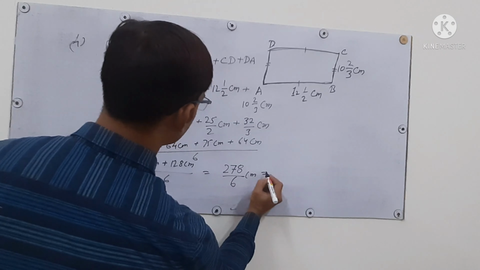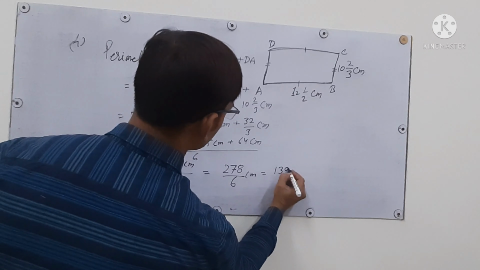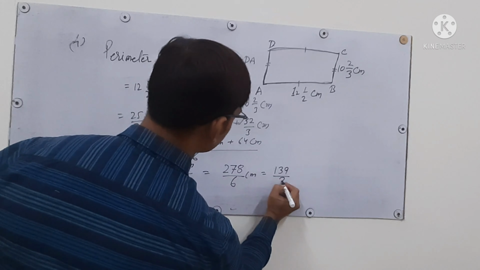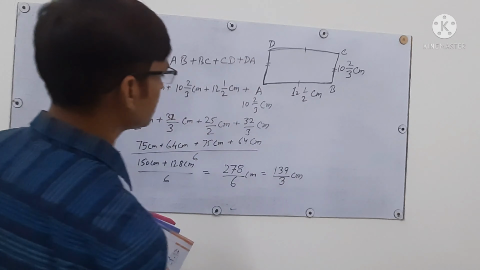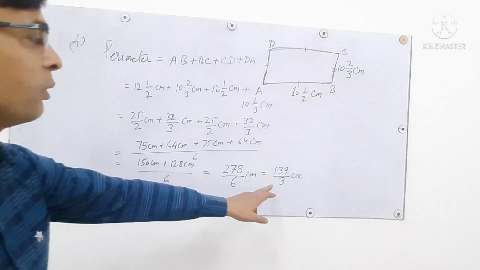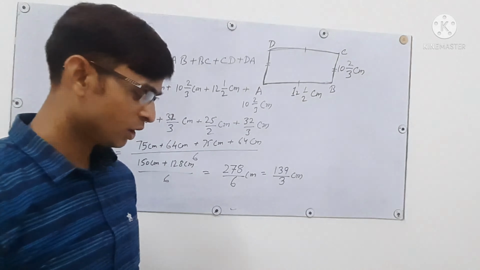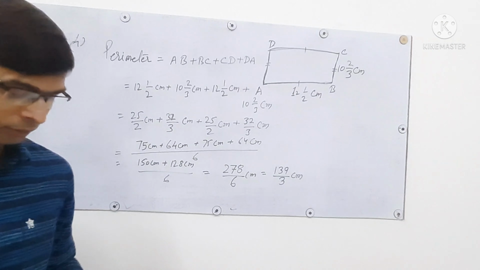And we can shorten it. 2 times 1 is 2, 2 times 3 is 6, 2 times 139 is 278, so 278 upon 6 becomes 139 upon 3 centimeter. So what will be the perimeter? Perimeter will be 139 upon 3 centimeter. This is a very easy question. You can note it from here.